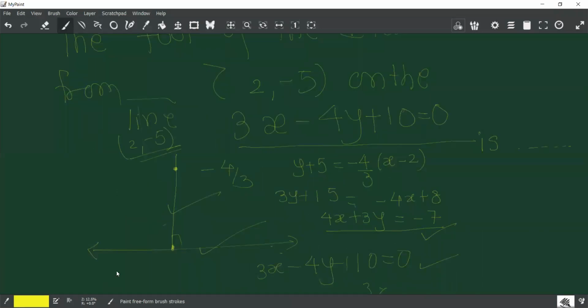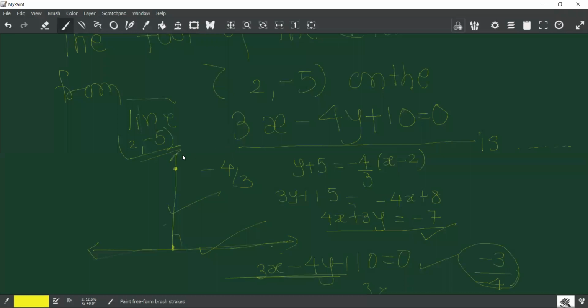ये जो line है, you want me to draw again or you understand? ये जो line है, उसका equation मेरे पास already है. ये equation है. जिसका slope है negative x का coefficient upon coefficient of y. So ये line का slope आया 3/4.